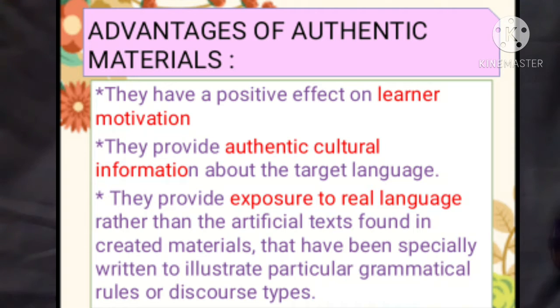With enthusiasm or a lackluster attitude, motivation increases the initiation and persistence of activities. Number two, they provide authentic cultural information about the target language.